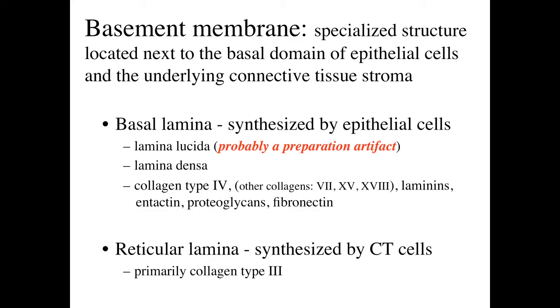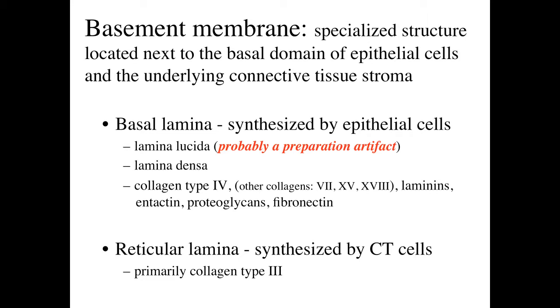Now, the basement membrane is a specialized structure. It's located next to the basal domain of epithelial cells, and it involves the underlying connective tissue stroma. Now, the basal lamina is synthesized by epithelial cells, and the reticular lamina is synthesized by connective tissue cells. Taken together, the basement membrane consists of a basal lamina and a reticular lamina. We're going to talk about two components of the basal lamina, a lamina lucida and a lamina densa.